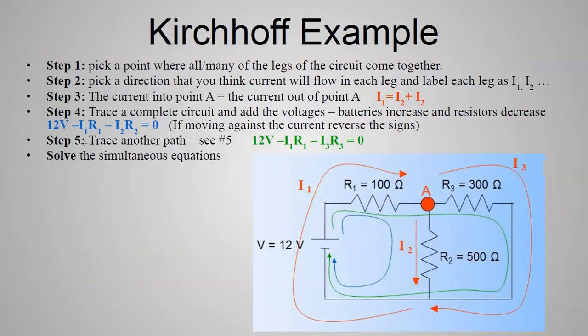I'm out of room, so I'm going to turn the page here. And just real quick here, here's kind of the steps that we went through. Step 1, pick a point. We pick point A because that's where all the legs of this thing came together. You can see this point right there is unique in that I1, I2, and I3 all happen right there.